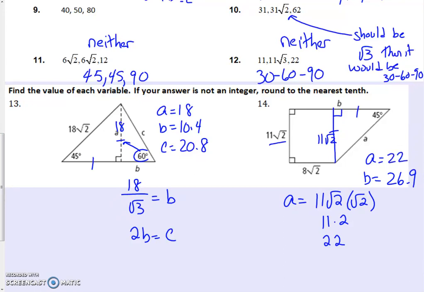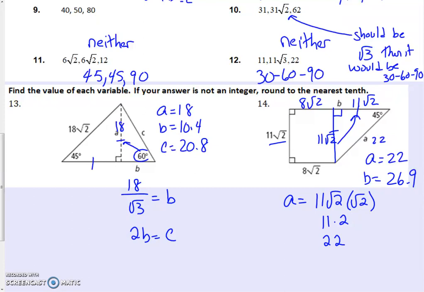All right. And then for B, because A is 22, has nothing to do with it. For B, if I have this is 8 radical 2, and then the part down here is 11 radical 2, the same as the other side of the right triangle. Adding those together, that's how we get the 26.9. So it's 19 radical 2, which becomes 26.9.